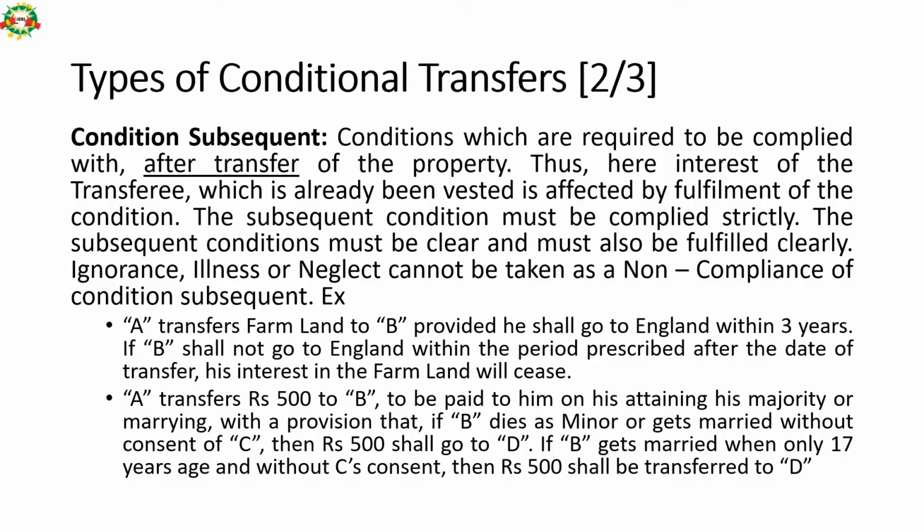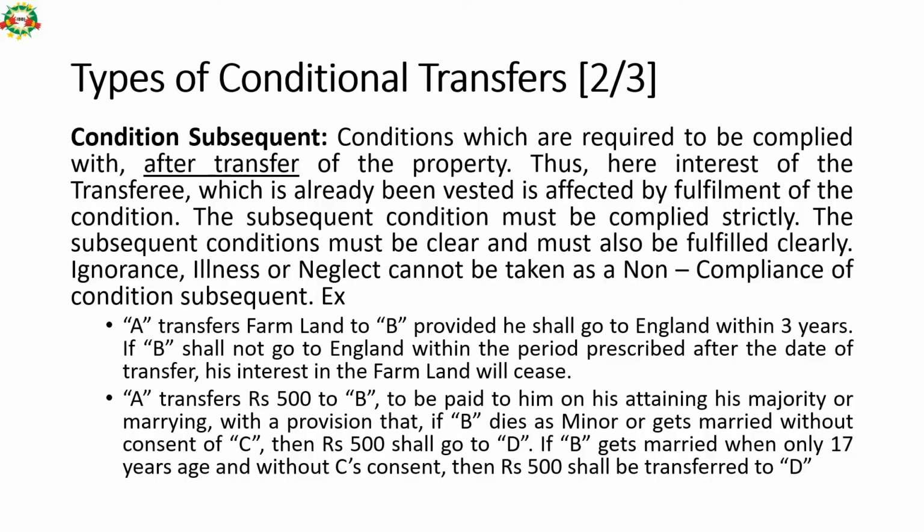For example, A transfers farmland to B provided he shall go to England within 3 years. If B shall not go to England within the period of 3 years prescribed, after the date of transfer, his interest in the farm will cease. I gave a piece of land to you, subject to the condition that you will go to England within 3 years. So if you do not comply with that condition and you do not go to England within the time period of 3 years from the date of execution of transfer, the property will come back to me.